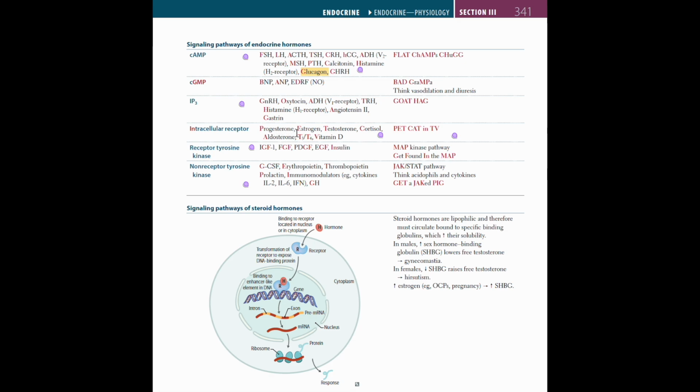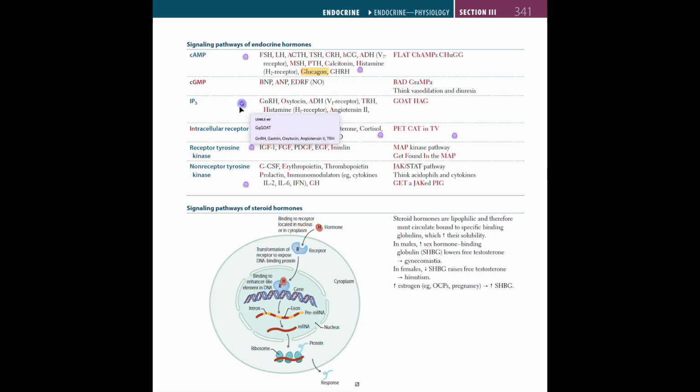So aldosterone, I think many of us would know. The thyroid hormone is one of the ones that I think a lot of people forget, including myself. And then vitamin D, those are some of the, I guess, less common ones. But an easy mnemonic would just be PET CAT. And then for vitamin D, just remember that as a side point as well.